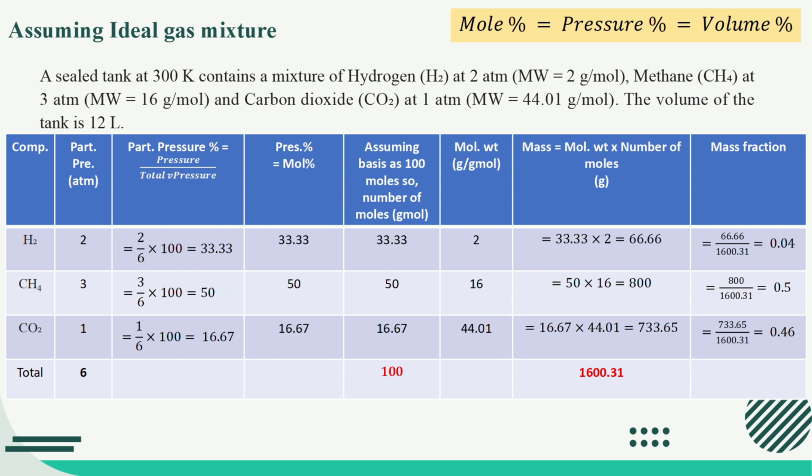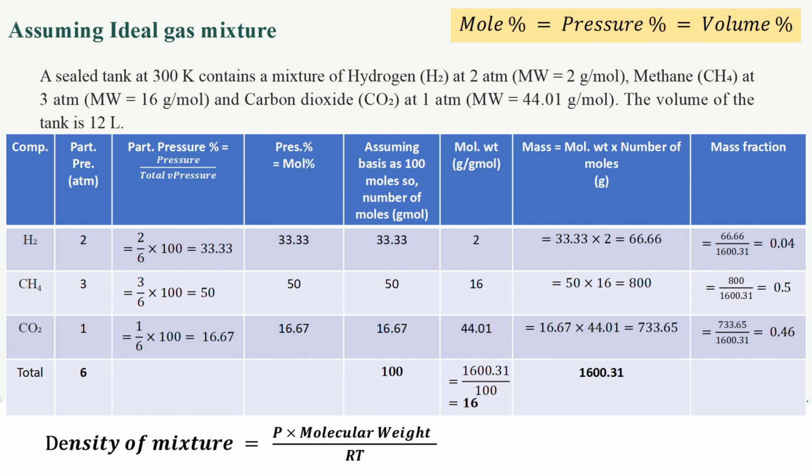Now we have found the mass fraction, number of moles, total mass, and total number of moles also. The next step is to find the ratio of total mass to total number of moles, which gives us the average molecular weight. In this case, 1600.31 divided by 100 gives the average molecular weight, because it's a mixture of different gases, so we have to find only the average molecular weight. The average molecular weight of this gas mixture is 16 gram per gram mole.